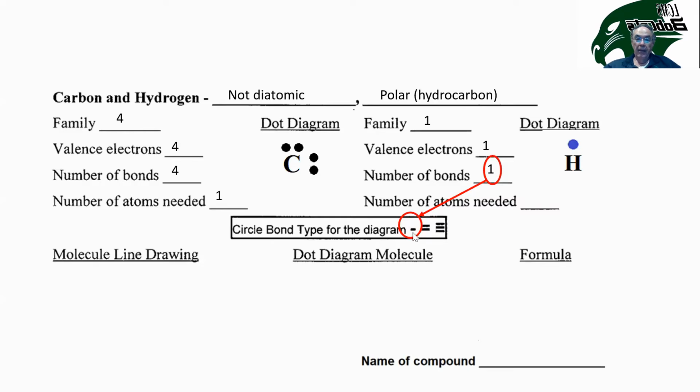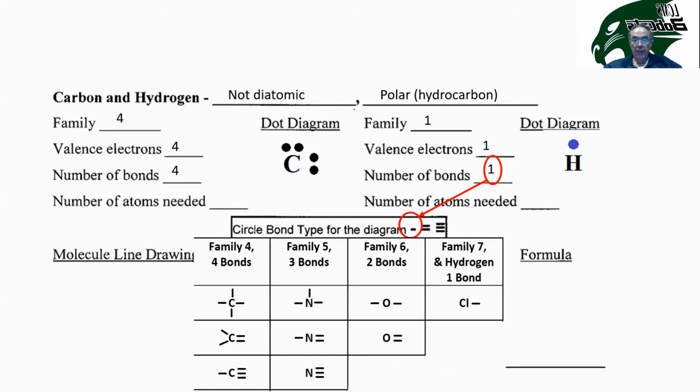Okay. And the other thing is, remember how we crisscross the oxidation numbers? Well, the number of bonds is the oxidation number. So we can move this 4 over here, and we can move this 1 down over here. Bonds down over here, and this 4 down over there. Okay. The other way we can think about it is by looking at this chart.